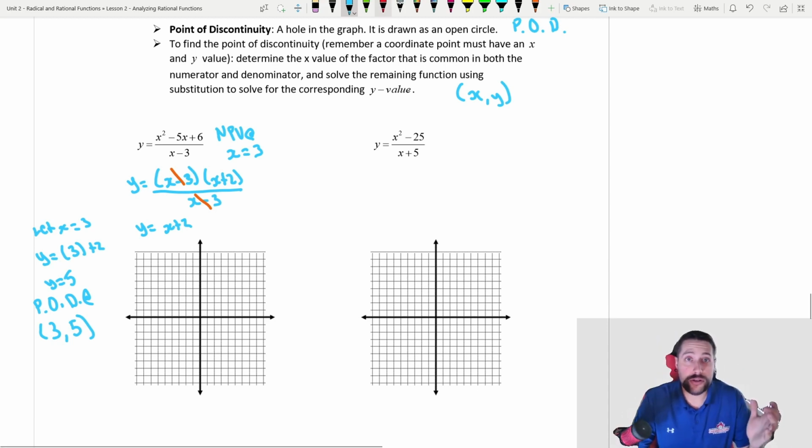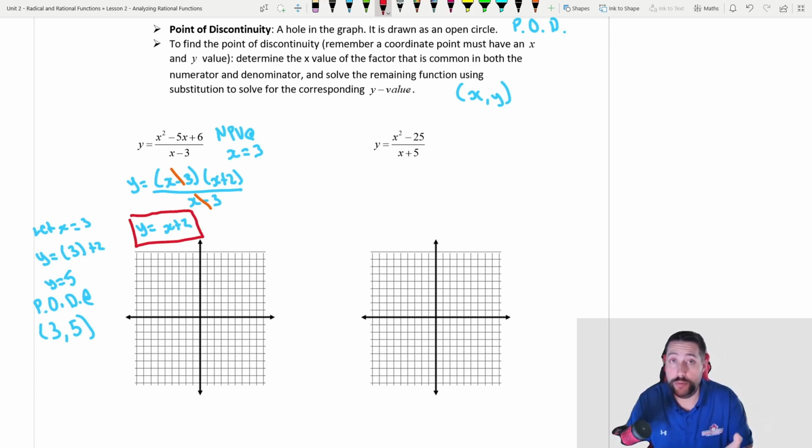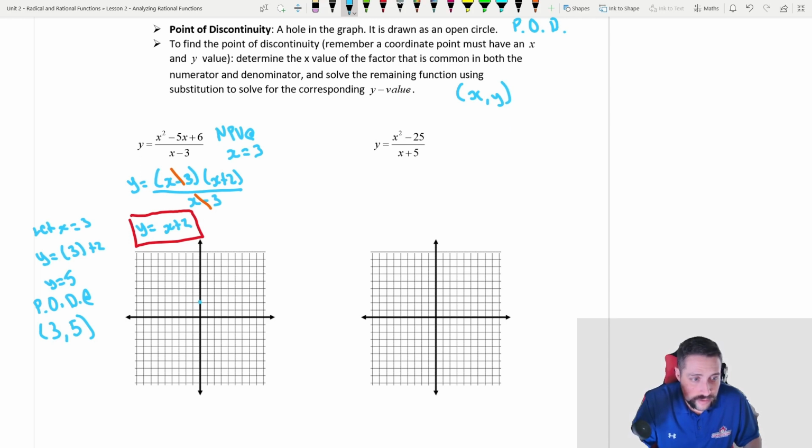So now we're going to graph this particular function. It's a linear function of x plus 2, but at 3 and 5, it'll be a hole in the graph. So it's going to look something like this. At x plus 2, that means we'll have a y-intercept of 2. So this is going to be 1 and 3, 4 and 2. 3 and 5 is going to be a hole in the graph. Open circle. Everything else will remain the same, and everything past will remain the same.